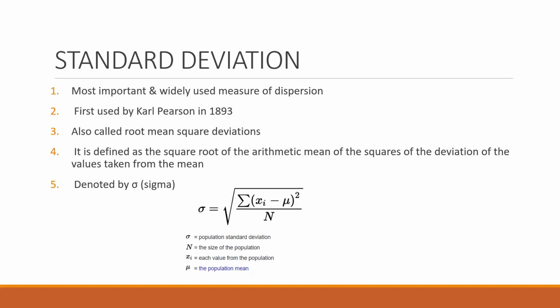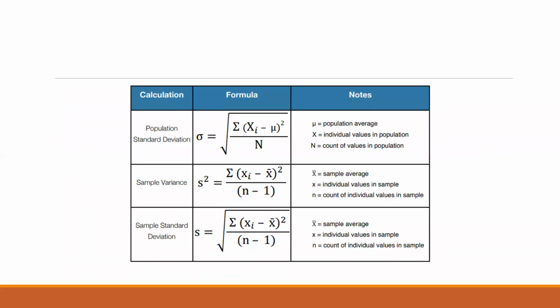Whenever we are using a population mean, we use the symbol sigma, and the formula is the square root of the summation of xi minus mu, squared, where mu is the population mean, divided by n, the size of the population. Here are the other formulas. Whenever we are using a sample standard deviation, we use the symbol s for the sample standard deviation. In the denominator, you can see there is a difference between population and sample standard deviation. In sample standard deviation, we use n minus 1.